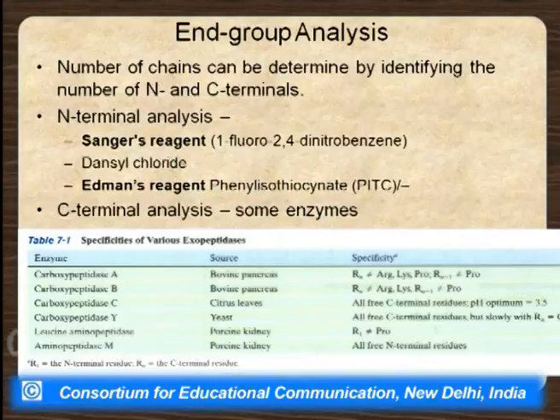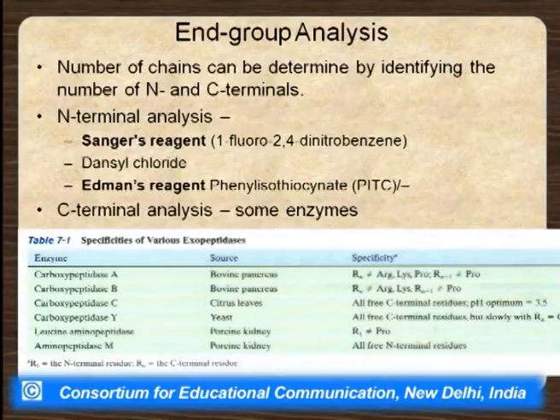So, once we are able to cut the protein and we have obtained the fragments, we have to determine the N and the C terminal, and this can be done by the end group analysis. So, we have to find how many chains there are. If we look here, there can be several chains that can be formed, and we have to identify which is the N group and which is the C group of these fragments.